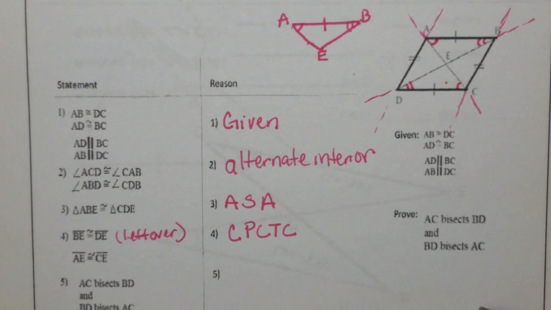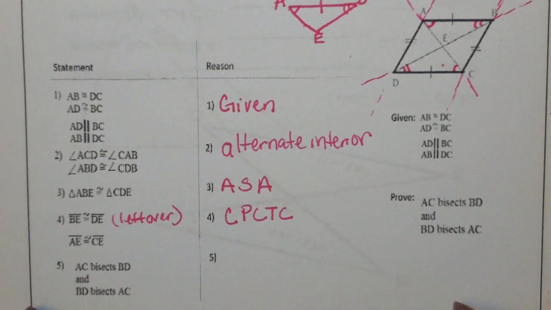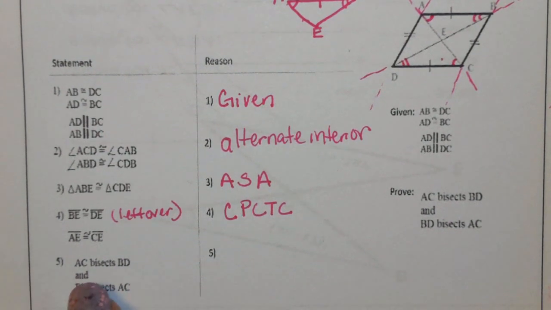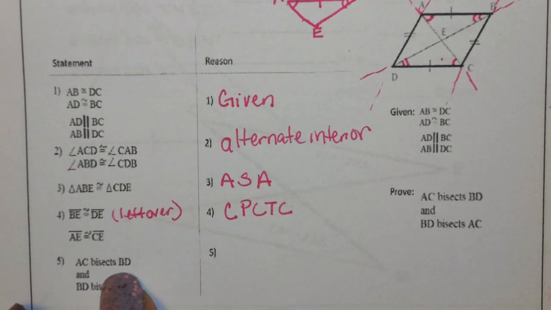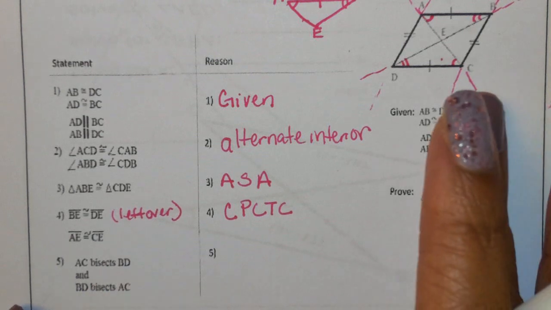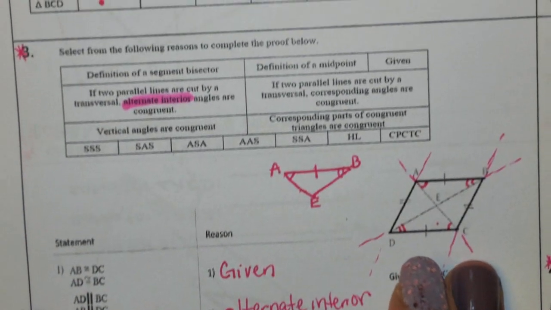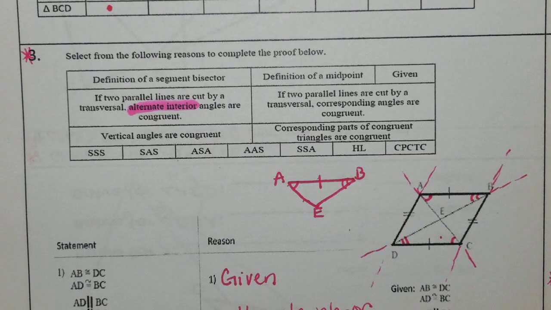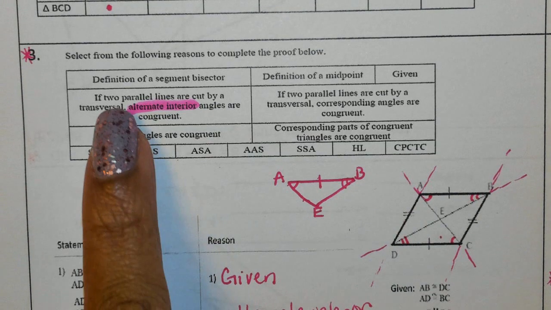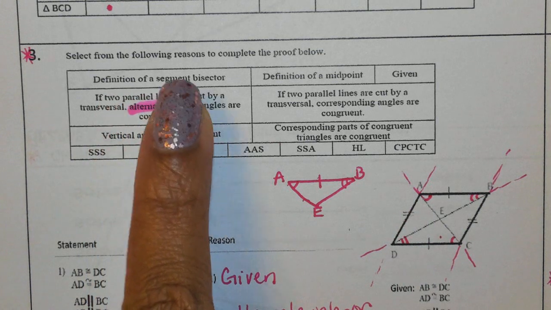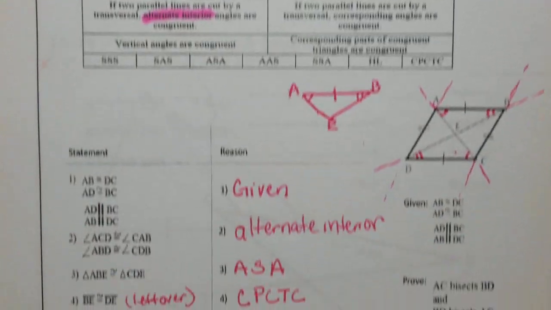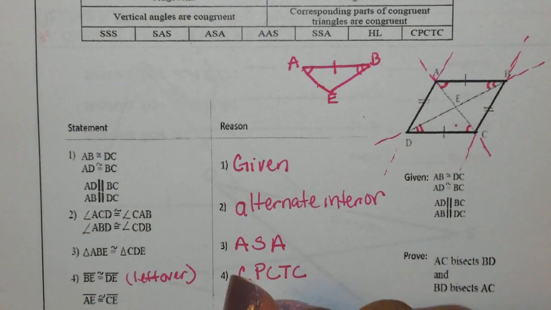Then, of course, like always, you want to read and see what you have here. When we read this, it tells us that AC bisects BD and that BD bisects AC. Because these pieces bisect, when we go to our multiple choice, we're going to be looking for something that talks about bisecting. And when we look right up here at the top, it says definition of a segment bisector, and that's exactly what that's going to be.